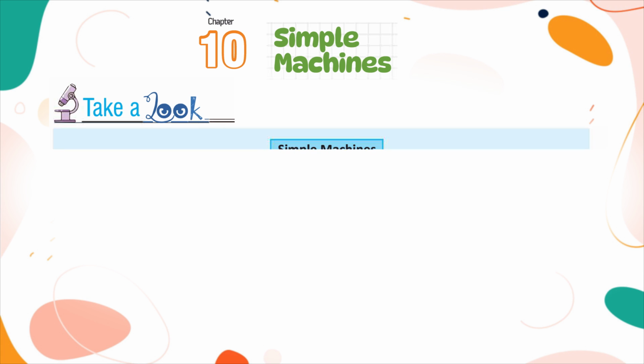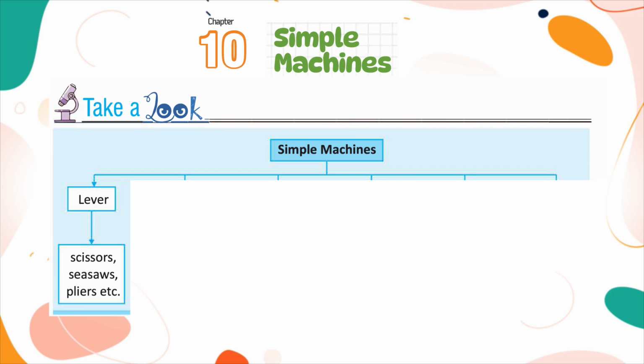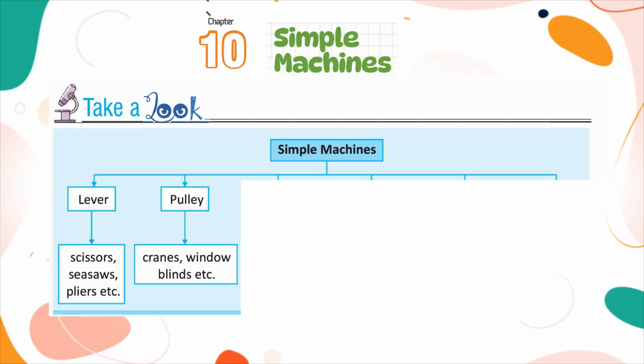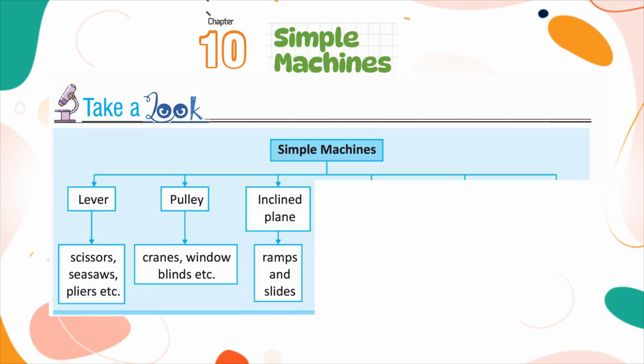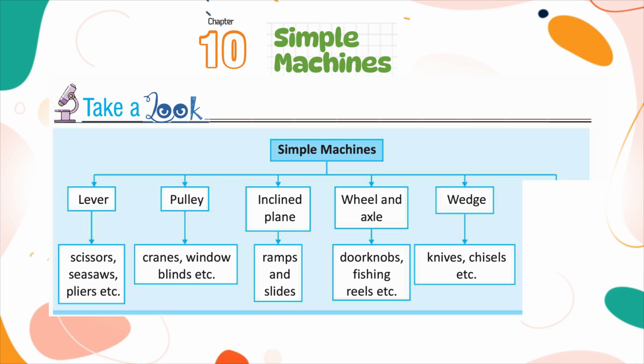Take a look. Simple machines. Lever: scissors, seesaws, pliers, etc. Pulley: cranes, window blinds, etc. Inclined plane: ramps and slides. Wheel and axle: doorknobs, fishing reels, etc. Wedge: knives, chisels, etc. Screw.